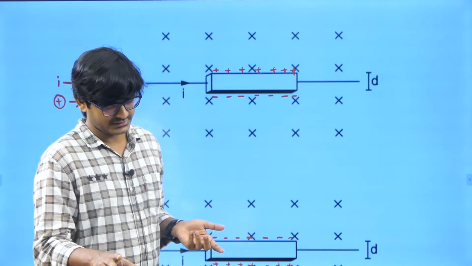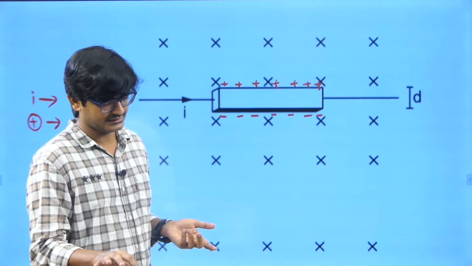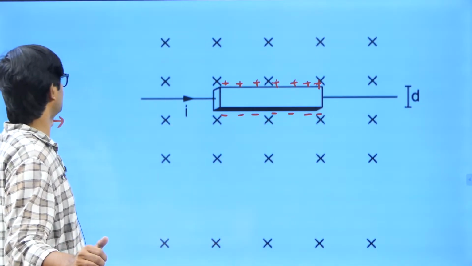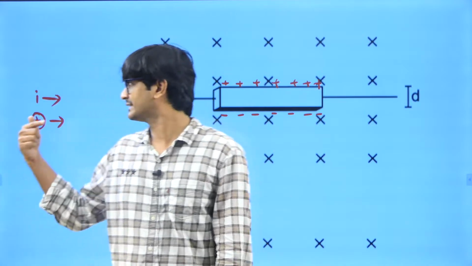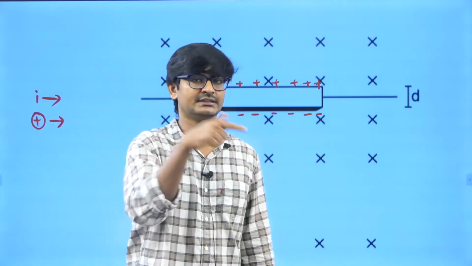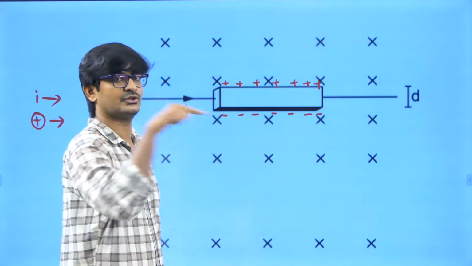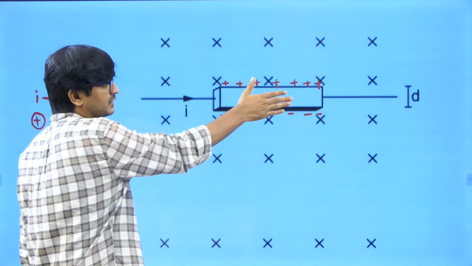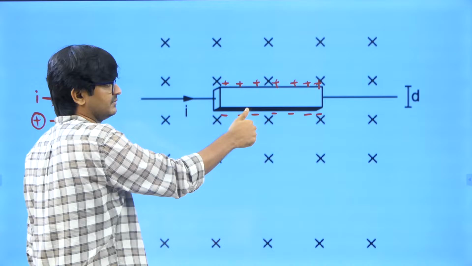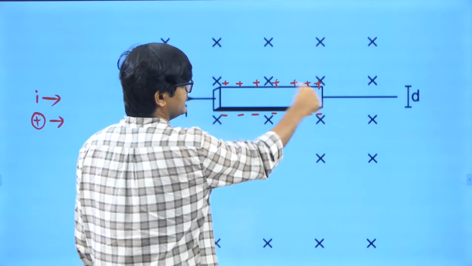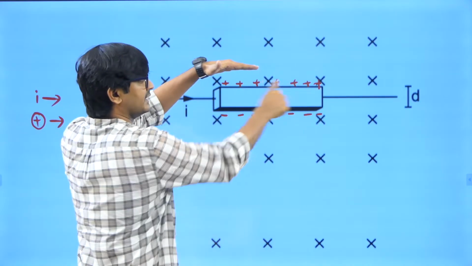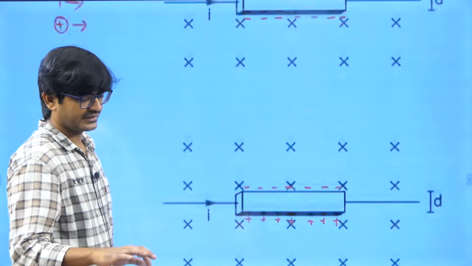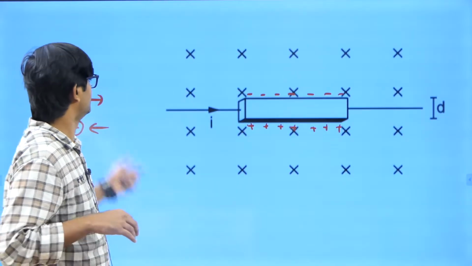What I wanted to say here is, if there is current going in this direction and I assume current flow is because of positive charge movement, then the positive charges will be going in this direction. Now what will be the force on that positive charge? V bar cross B bar. So the top side is going to accumulate positive charge and the bottom side is going to accumulate negative charge.